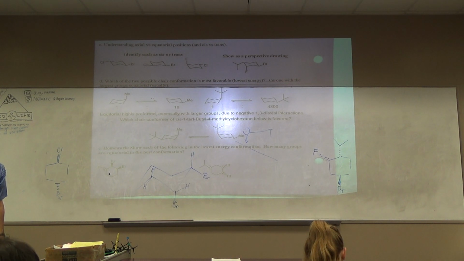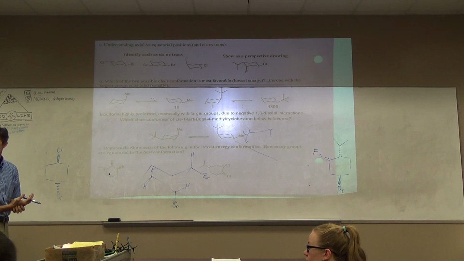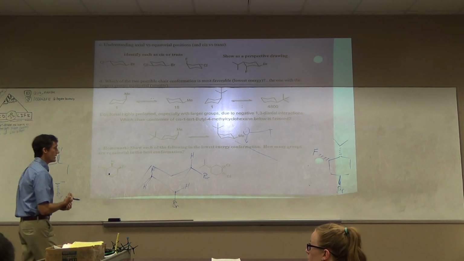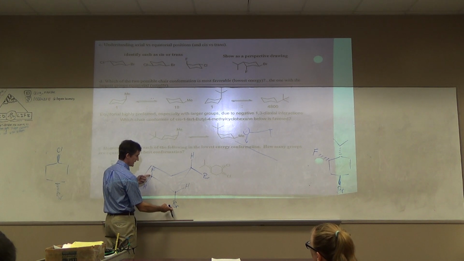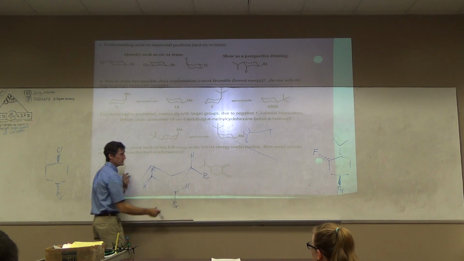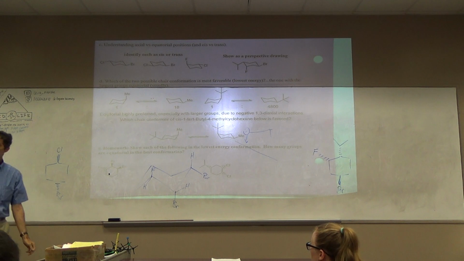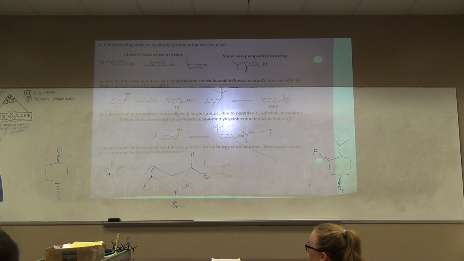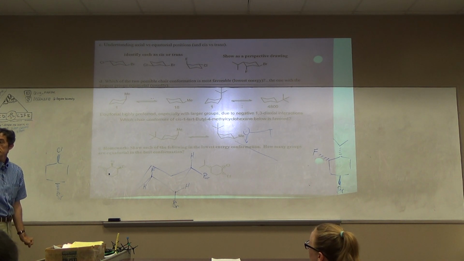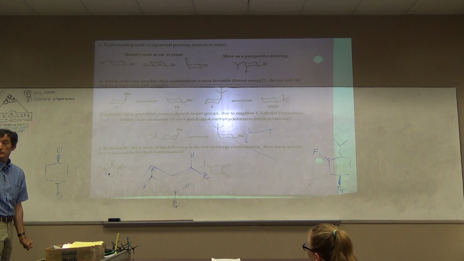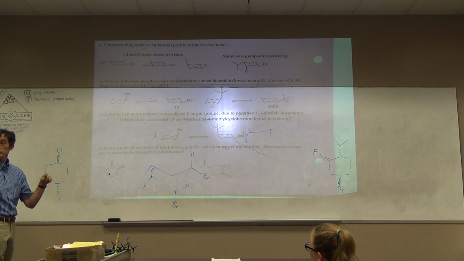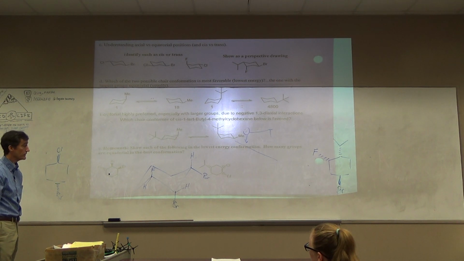Is that the best? Why is it not the best? Because two groups are axial. Yes, we got 2 groups axial. One of the bromines is equatorial, that's good. What will the ring flip look like? It will also have one bromine equatorial and one bromine axial, but the fluorine will be equatorial, yes.